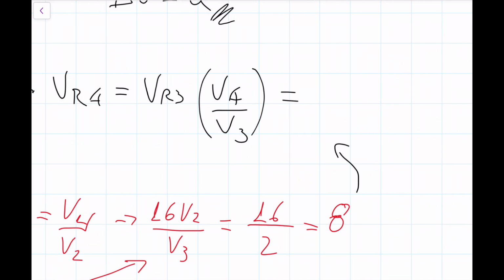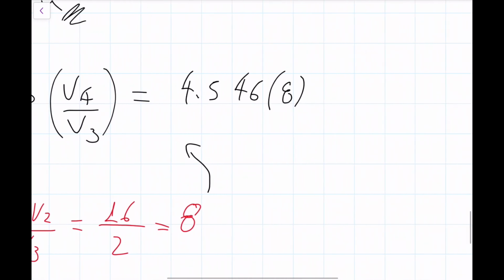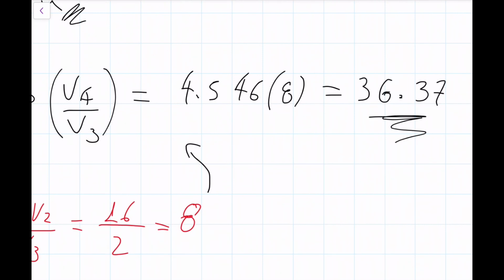So that's just going to be my VR3, which we grabbed from the table just before, and is 4.546, times 8, which equals my VR4. So VR4 equals 36.37. Brilliant. And don't forget that with this, that's all we need to define the state, right?